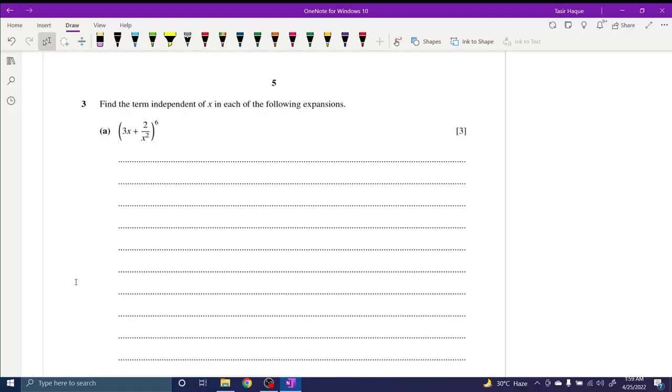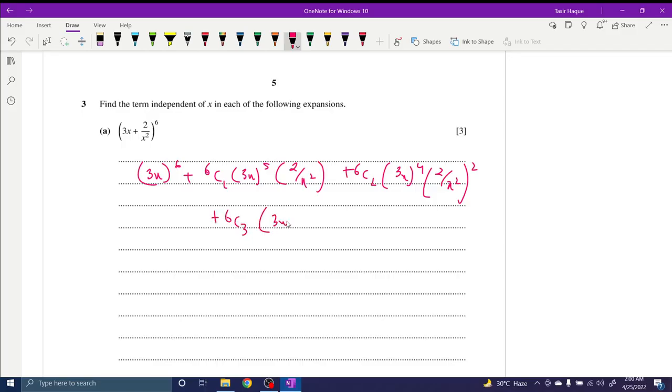One way is by expanding this. I'll show you both ways. So we want it to be independent of x, right? So the first one is 3x to the power 6 plus 6c1 3x to the power 5 2 by x square plus 6c2 3x to the power 4 2 by x square whole square plus 6c3 3x cube plus 2 by x square whole cube.